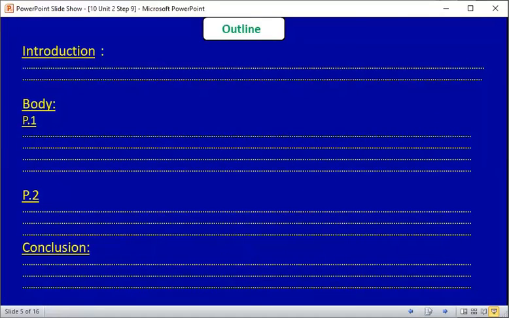You are giving an introduction of the topic. Then you have two body paragraphs. P1 means paragraph 1, P2 means paragraph 2. For example, the causes, paragraph 1, the effects, paragraph 2. In the conclusion, you have to write something at the end of the topic. You have to restate, or say again what you have said before, or summarize what your topic is about, and you can give your opinion. It's okay at the end of the conclusion. So this is mainly the outline.